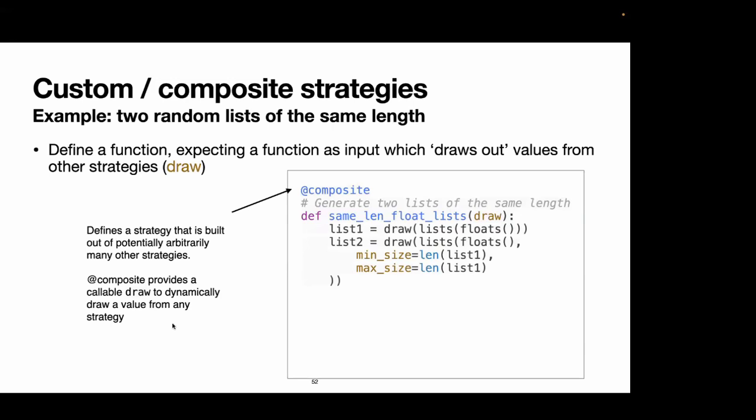So it's going to generate me a list using draw. I'm going to generate another one, but say that one has to be the same size as the first. So this is a little bit of extra keyword arguments that belong to this list generator. And then I return the pair. And then I can feed this as a generator now into my function.